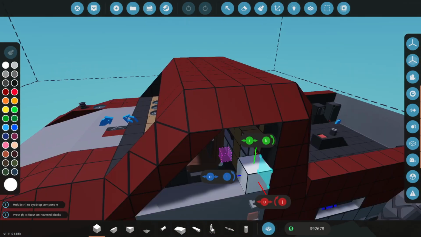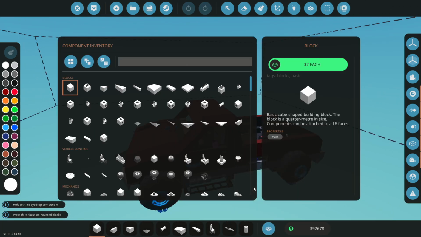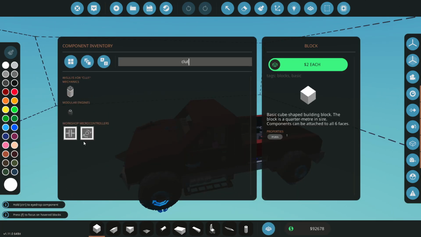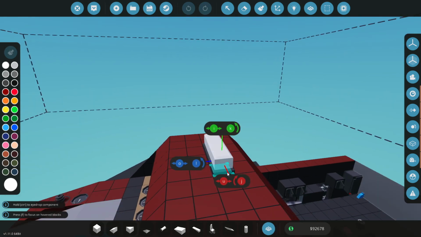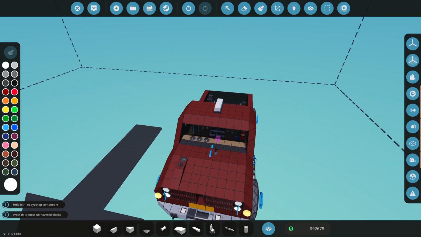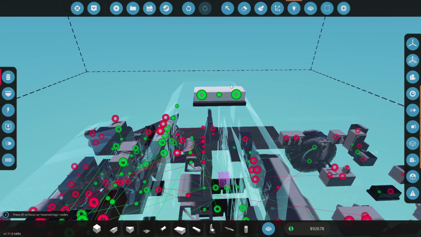Okay, so this is of course our pickup truck. If we go into here and we type in clutch, here we go. This is what we need. So it's called the centrifugal clutch. Let's go ahead and grab one of those and we'll actually just shove it on the roof for now. And now we'll go ahead and connect it all together.